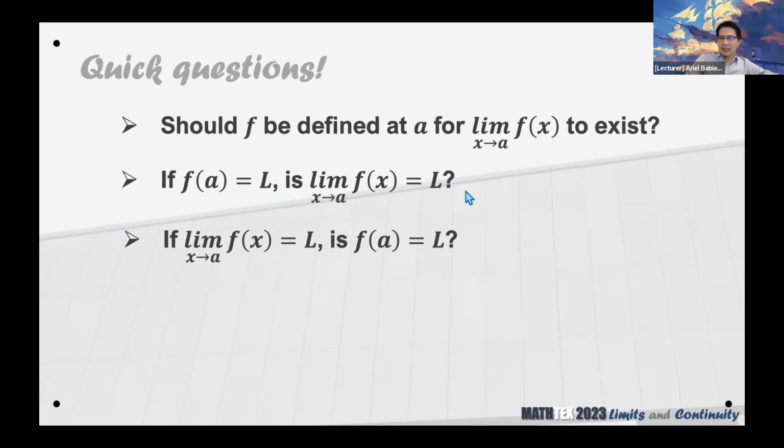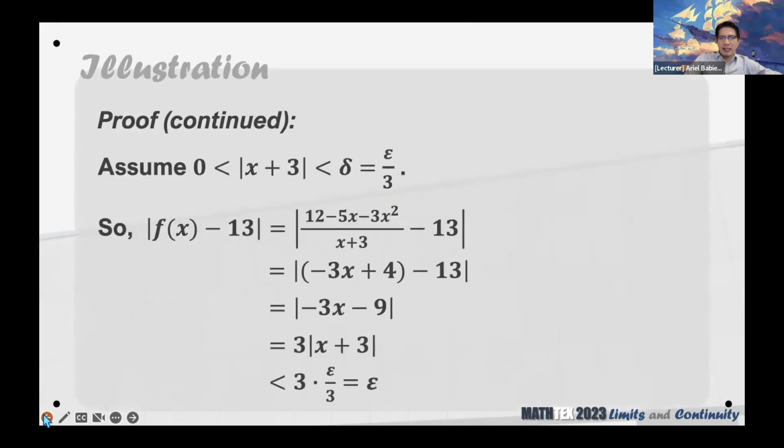Sabi dito ay yes, yes, yes. Siyempre, pag sinabi kong other answers, no na agad yung i-answer nyo. Okay, so just be very careful for this one. Pag may function value ba, automatic ba na ang limit ay L? So let me go back to this one, itong example natin kanina.